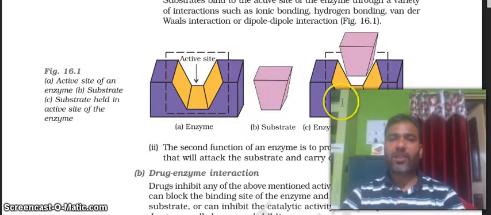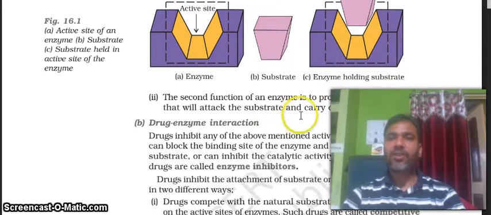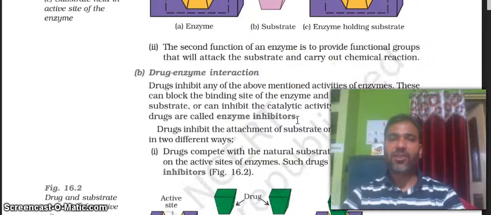So look at this picture. This is the enzyme and this is the active site. This is the substrate. Now the enzyme is holding the substrate. The second function of an enzyme is to provide functional groups that will attack the substrates and carry out chemical reactions.